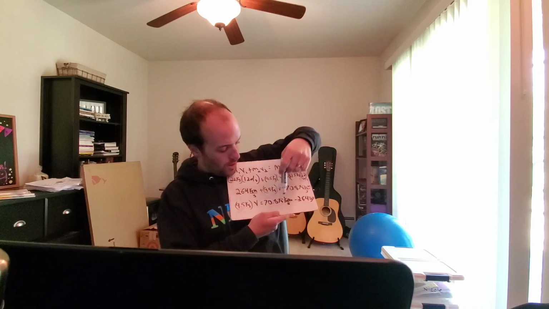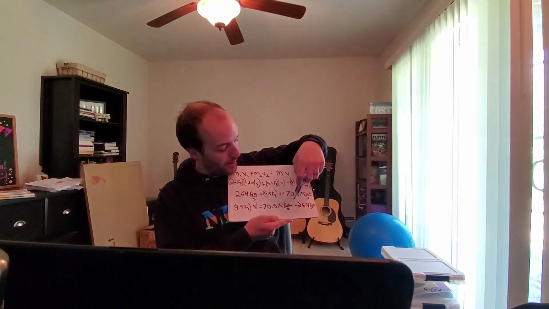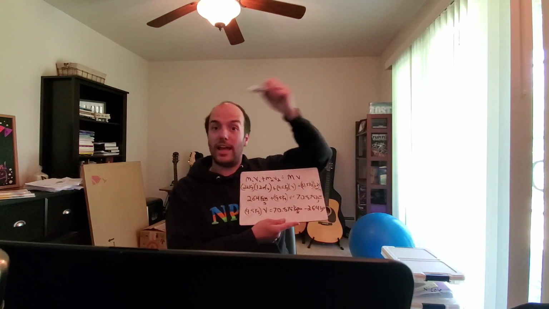Check this out. You'll notice now I'm going to have a negative sign, right? Because 70 point something minus 264 is going to yield a negative sign. What does that negative sign mean? Well, if we set to the right to be positive, a negative sign would mean to the left. So we know our direction now, it's to the left.